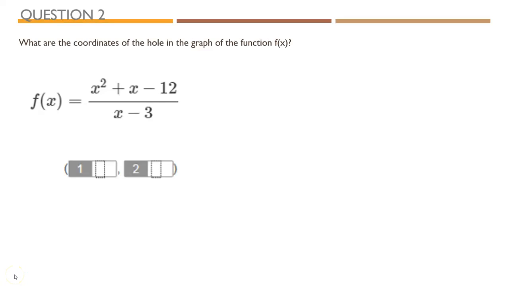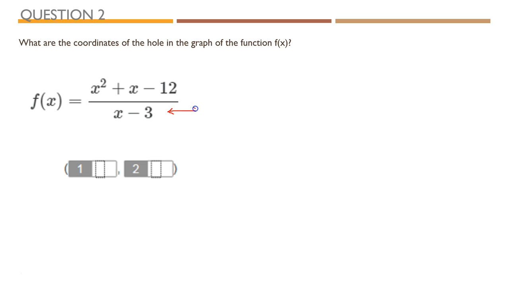Question number 2. What are the coordinates of the hole in the graph of this function? If you were to graph this function, you would notice that there is a hole in the function. The hole has to do with the denominator. So we can find out what the x value is by setting this denominator equal to 0.